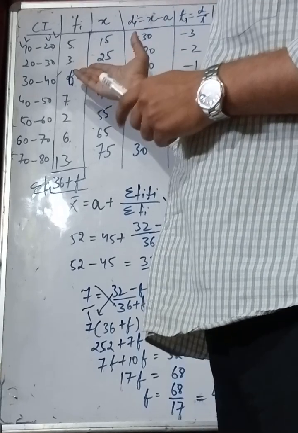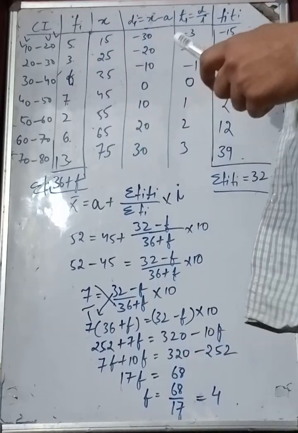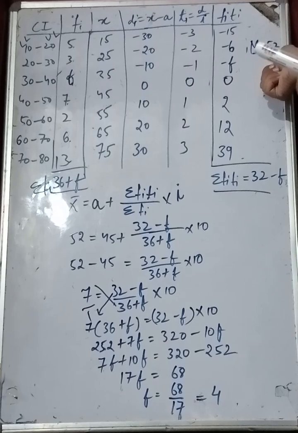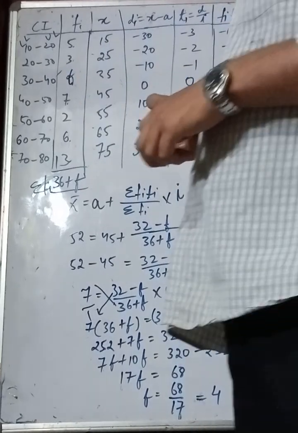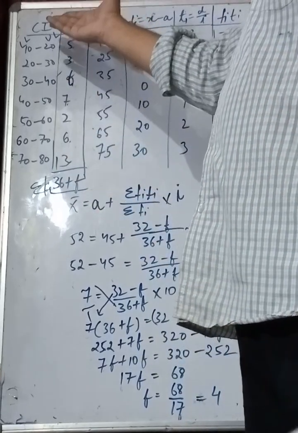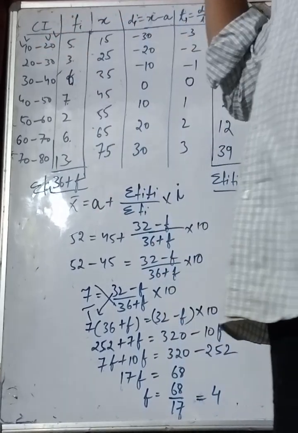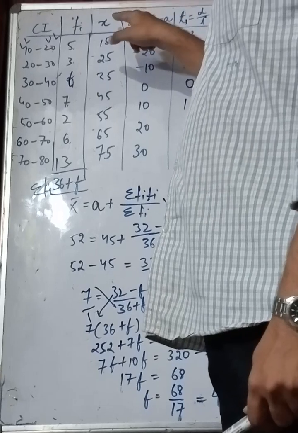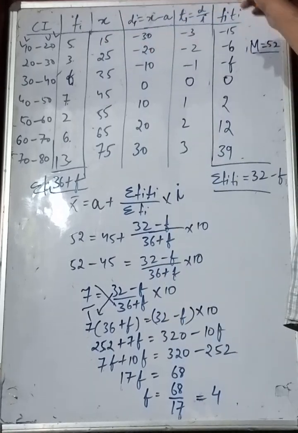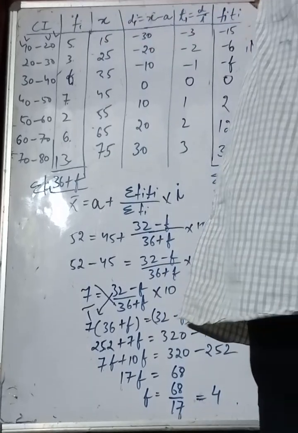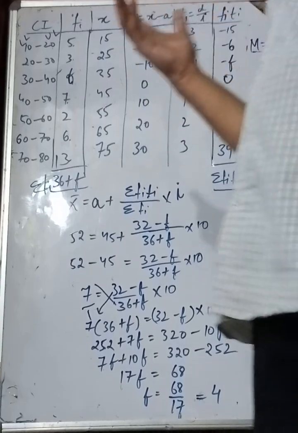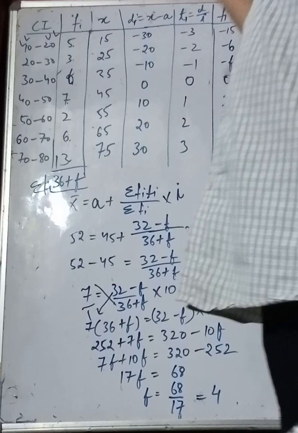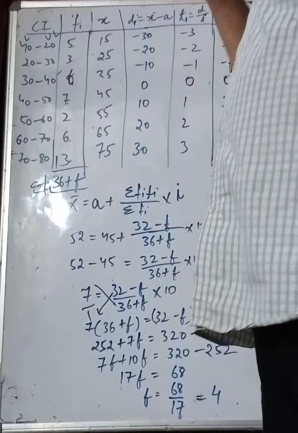In this question, we need to find the value of f, and the mean is already given as 52, like the previous video. We are given the class interval and frequency. We need to find x, di, ti, and in the last, the product of f and t. So how are we going to solve it? Let's have a look at this question.